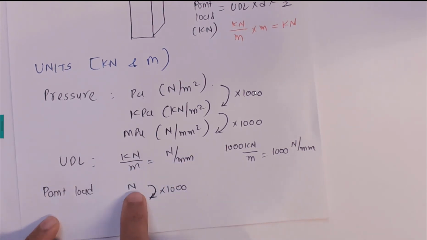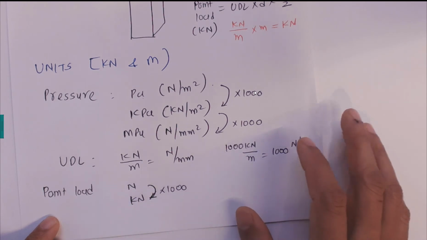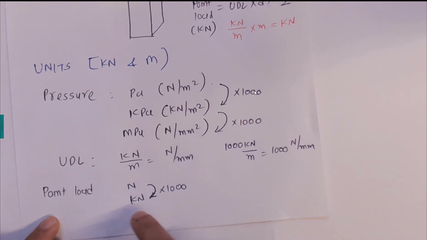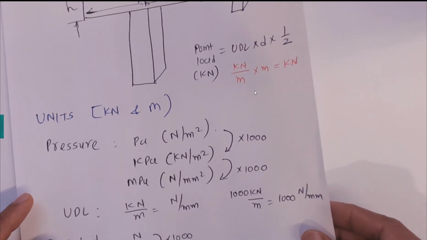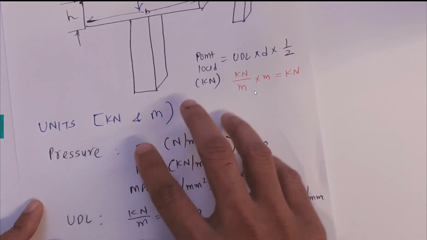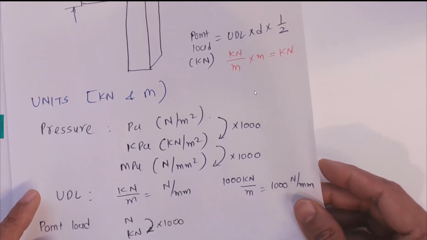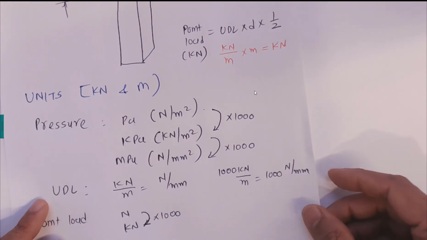Now for the loading, it can be in Newton or kilonewtons. 1000 Newton equals 1 kilonewton. Keep these units in mind, and that will help you to solve some of the examples. Thank you very much.